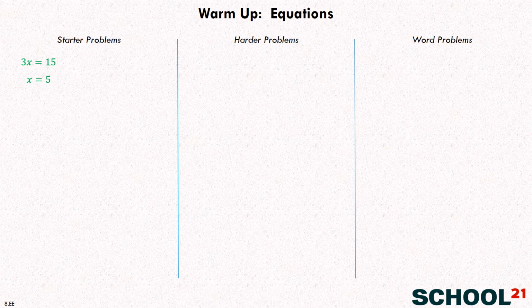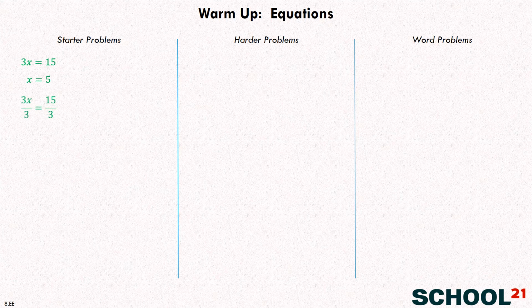you can ask yourself, what is that 3 doing to the x? It's making it bigger. Well, yeah, but how? Is it adding, subtracting, multiplying, dividing? Multiplying. Yeah, good. It's multiplying by the x. So when you're solving an equation, what you want to do is the opposite of what's being done to the variable. Okay, so 3 is multiplying by x. What's the opposite of multiplication? Division. So we want to divide by 3 to get rid of that 3.